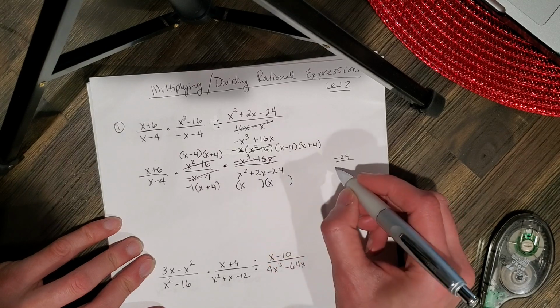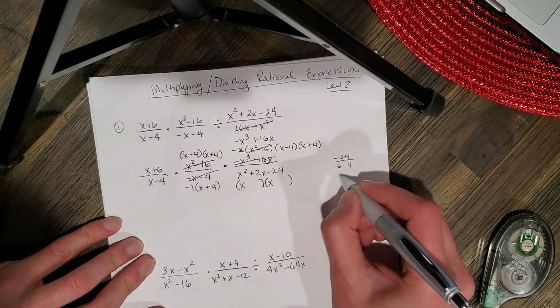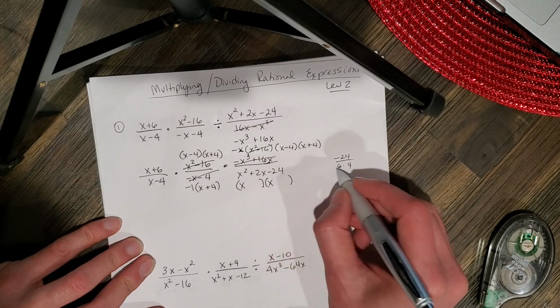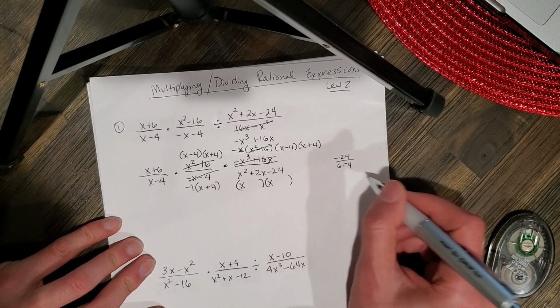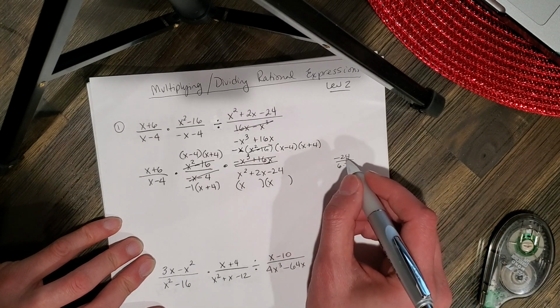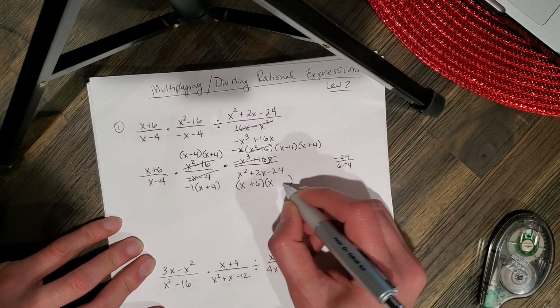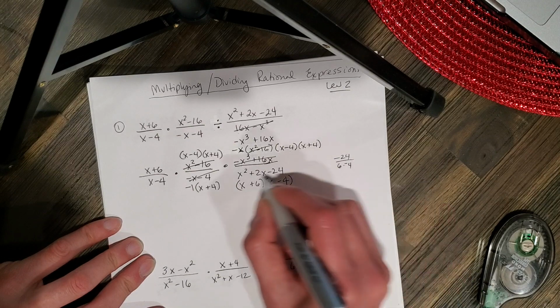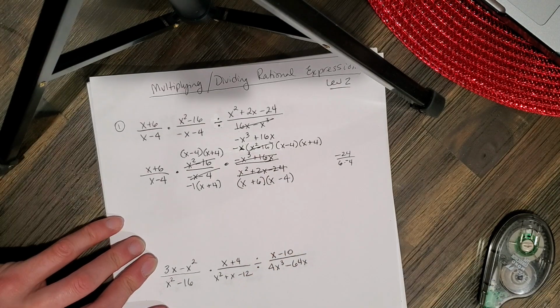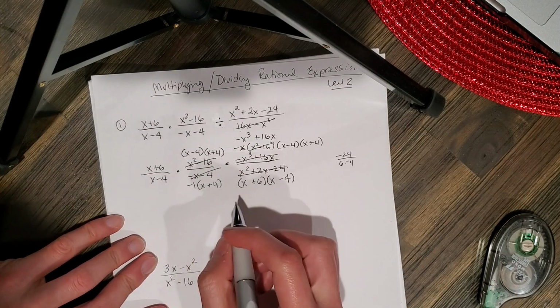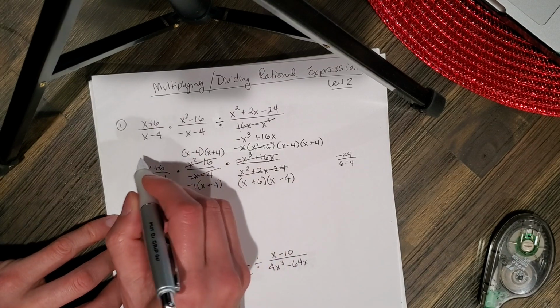I need a 2, so that's going to be 6 times 4, right? But I need a positive 2, so I'll make the 4 negative. 6 times negative 4 is negative 24, and then 6 minus 4 is 2. So I'll put plus 6, and then minus 4. So everything's factored out. Okay, so now all I have to do is cross things out or cancel them out.